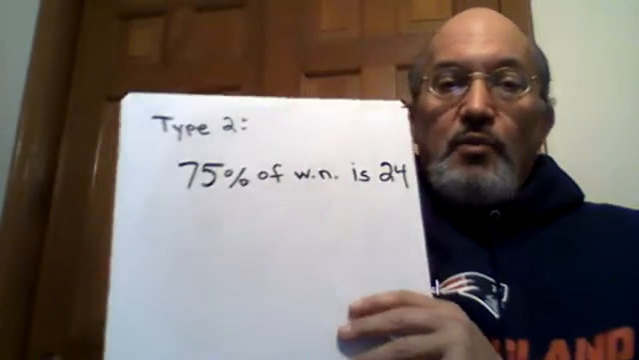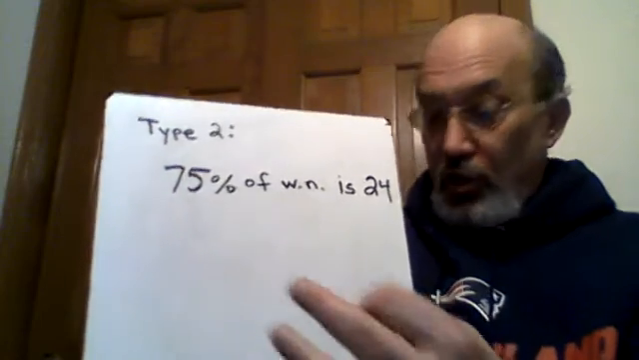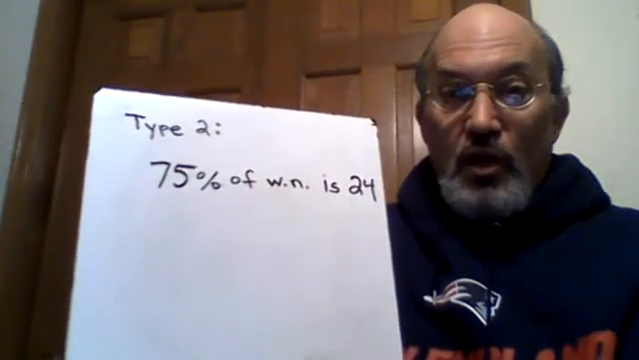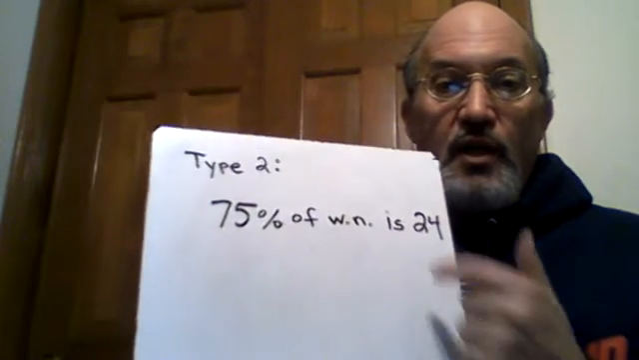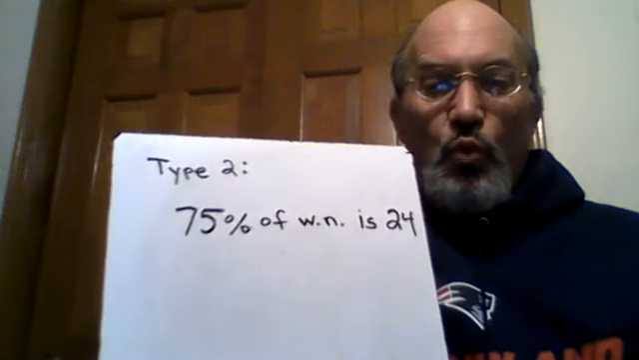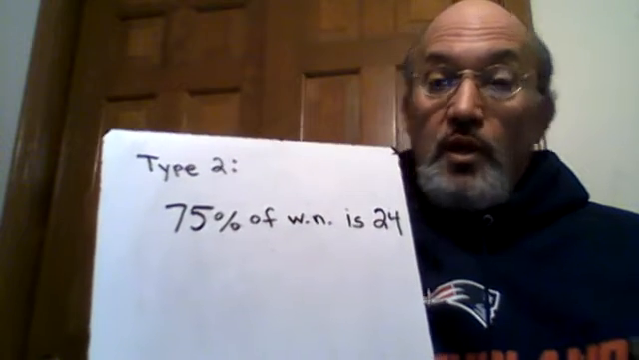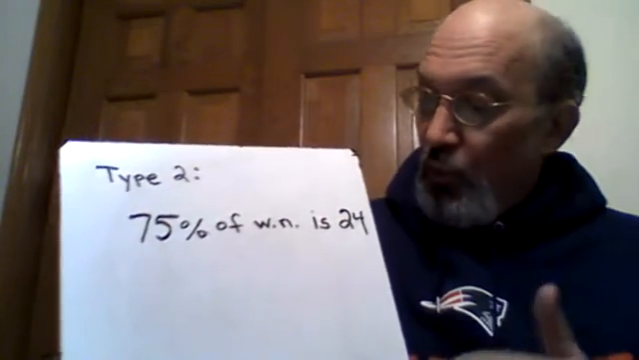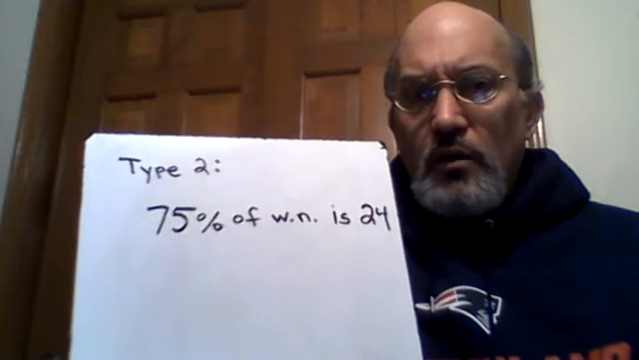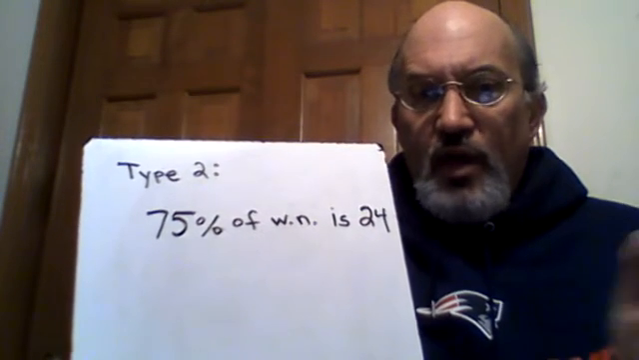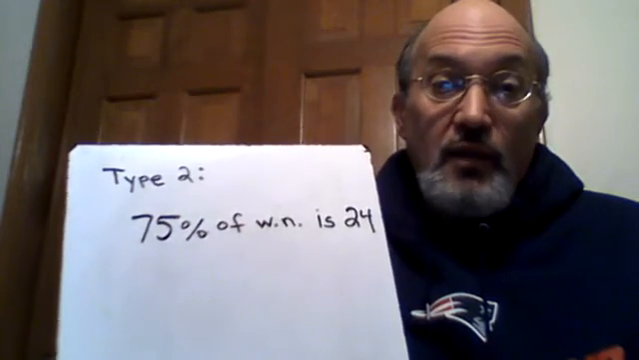I've rewritten the type 2 problem in a slightly different way. On the previous board, I showed 75% of question mark equals 24. But this says the same thing with the WN standing for what number. And this is typically how a problem like this would be presented to you. 75% of what number is 24. Now think about how we handle an unknown number in math. We pick a letter to represent it, right?